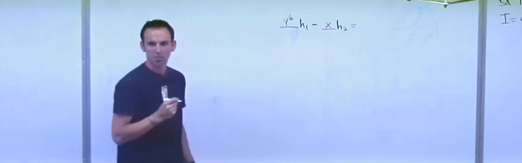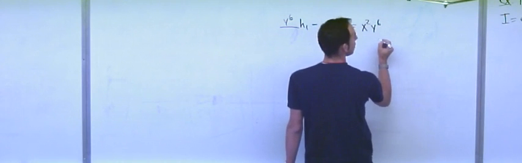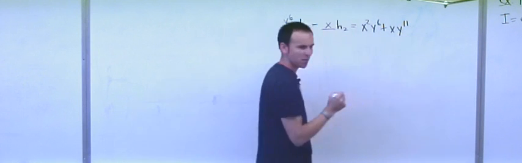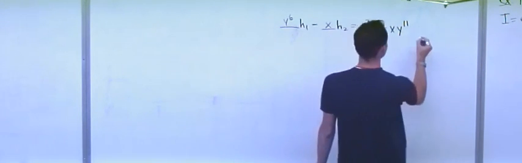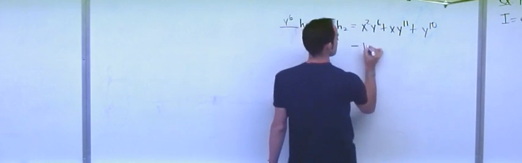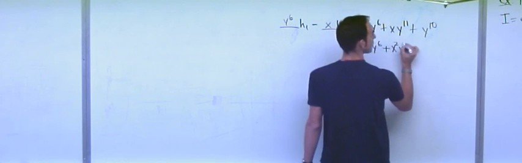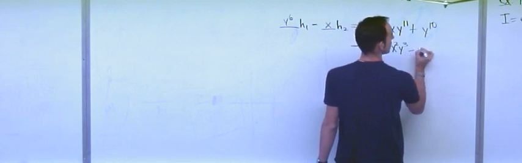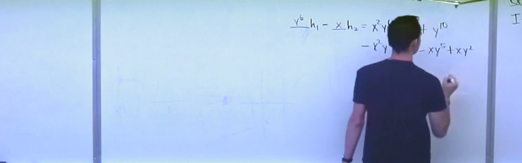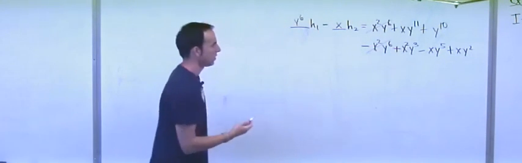Right? And that'll accomplish that cancellation. I'll get x squared y to the sixth plus, please double check what I'm doing because it's hard to do these things live on a blackboard, on a whiteboard. Minus x squared y to the sixth minus plus x squared y cubed minus xy to the fifth plus xy squared.